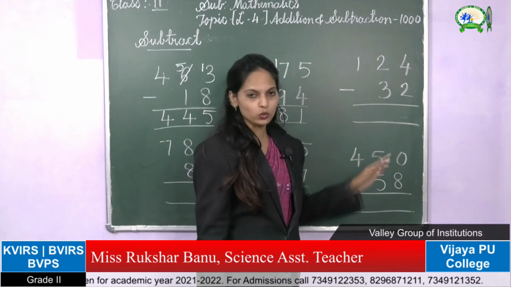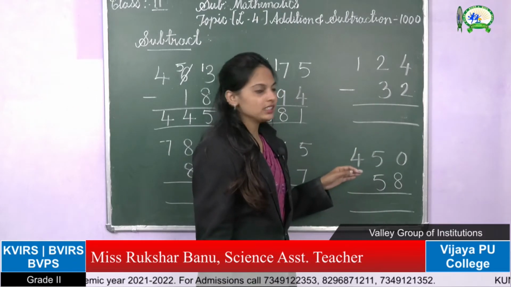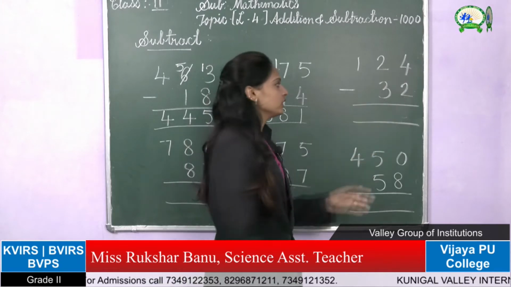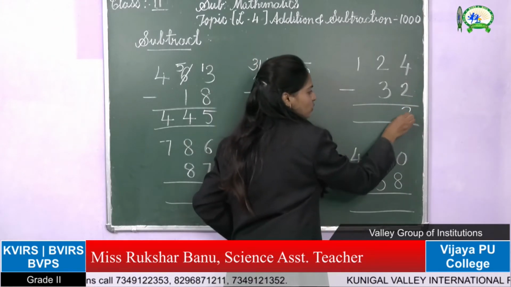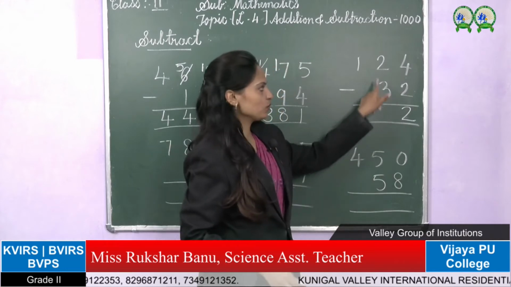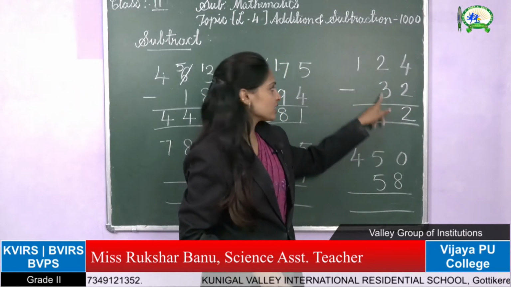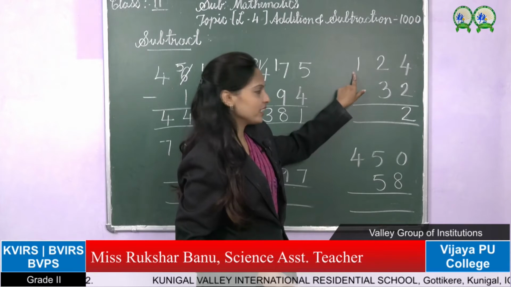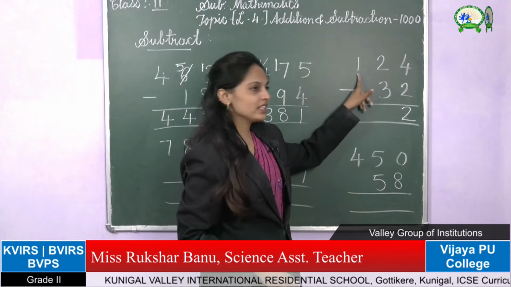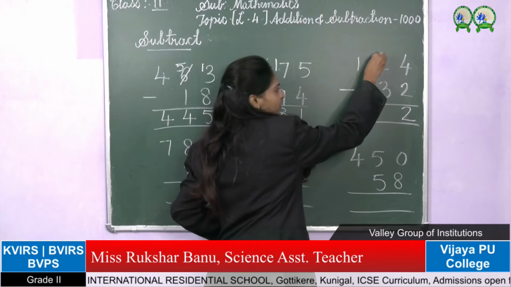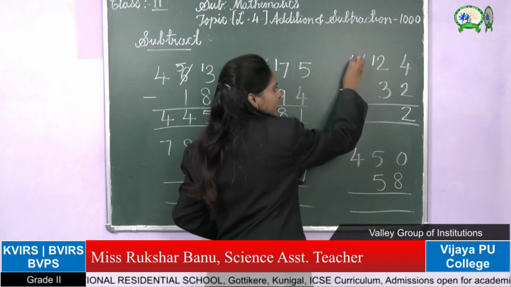32 we have to cancel from 124. So 4 minus 2 is 2. Then 2 minus 3. We can't cancel 3 from 2. What we have to do? Here 1 is there, only 1. So 1 also we have to take from there. So here there will be 0, which means there is no number.